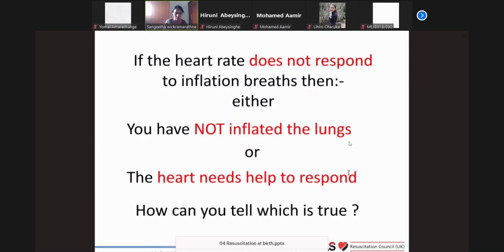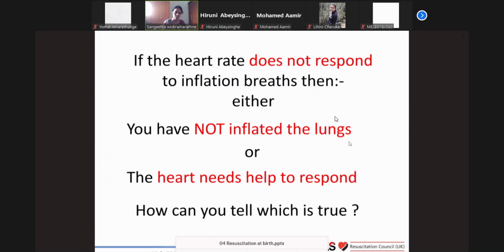Whether the heart needs support or whether the lung is not expanded, you can tell from the chest movements. Yes, good. Right? While giving the inflation rates, if you had good chest expansion, that means the lungs should have been well aerated and inflated. But then, if the baby is not picking up, that is more likely to be due to terminal apnea.